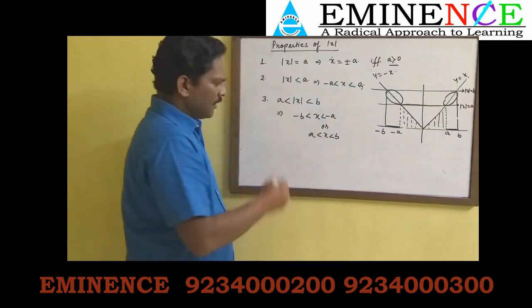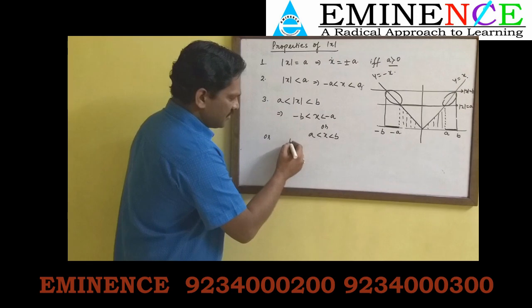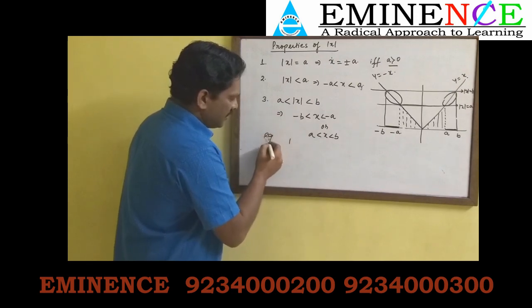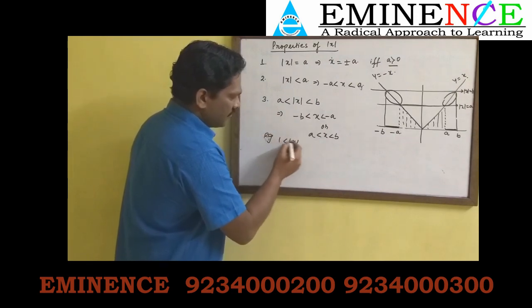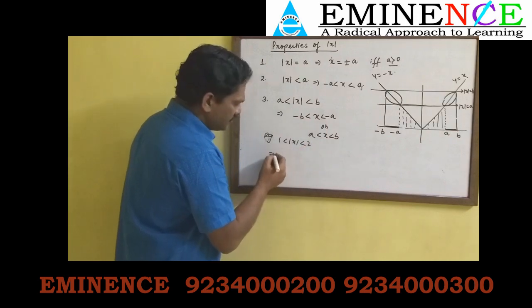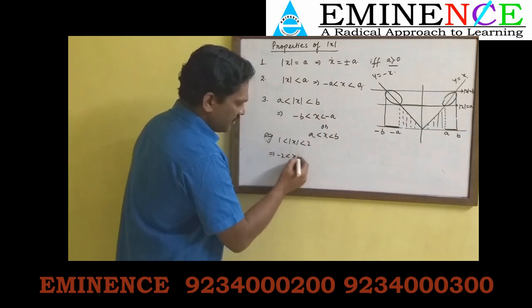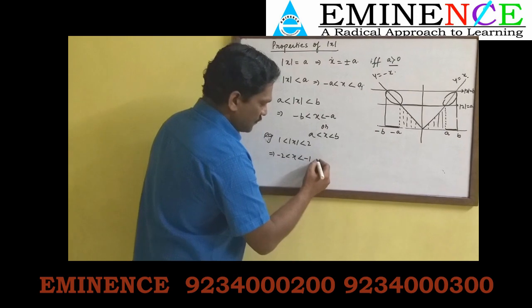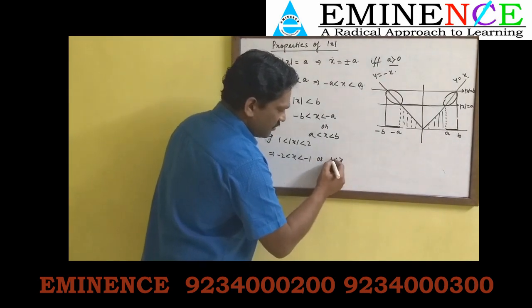Say for example, if I get mod x is greater than 1 but less than 2. So simply I can write x is greater than minus 2 but less than minus 1, or x is greater than 1 and less than 2.